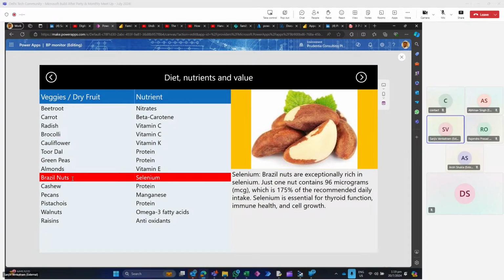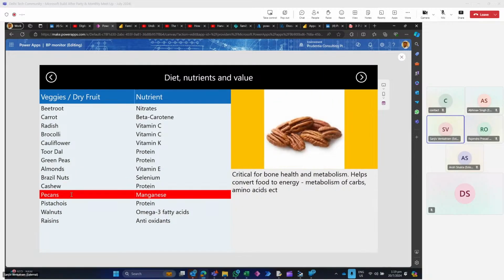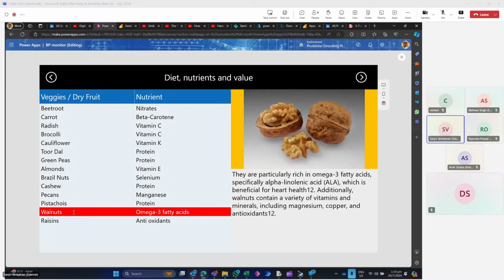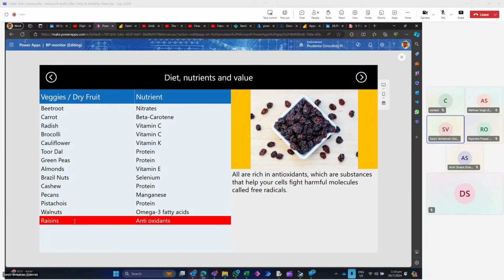And then it is essential for immune health and cell growth, right? Selenium. So I have one nut per day, a Brazil nut. Cashews for protein, pecans basically help you with manganese. Your minerals are super important. Pistachios again for protein. Walnuts, maybe omega-3 fatty acids, which are actually good. And then raisins for antioxidants. Depending on what's available here in Singapore, I have a couple of varieties of raisins. So this is what I have around, let us say, 1:30, 2 o'clock.